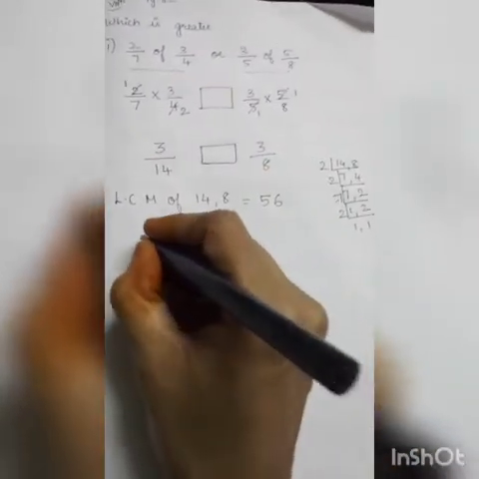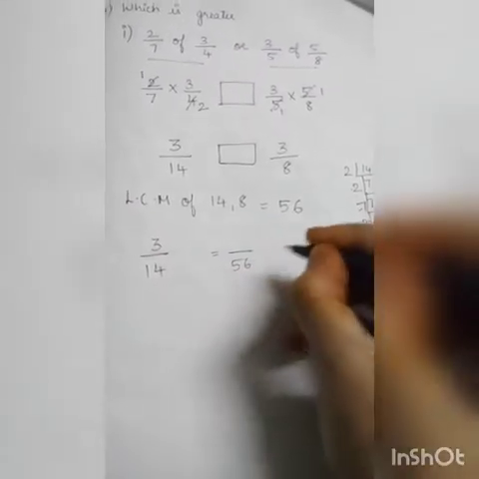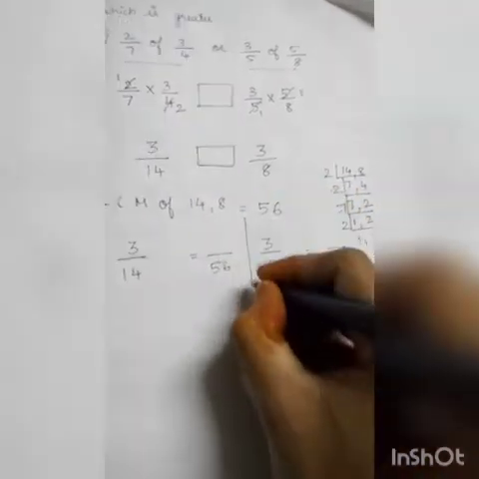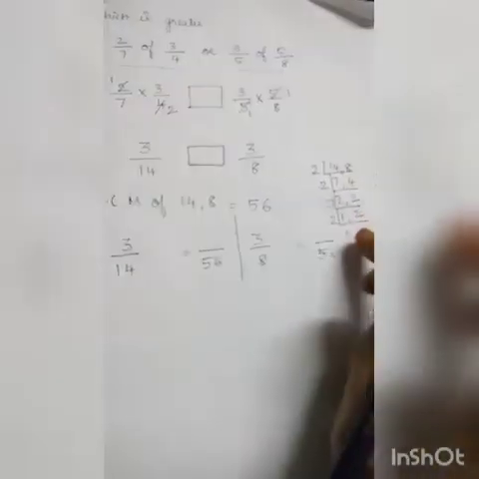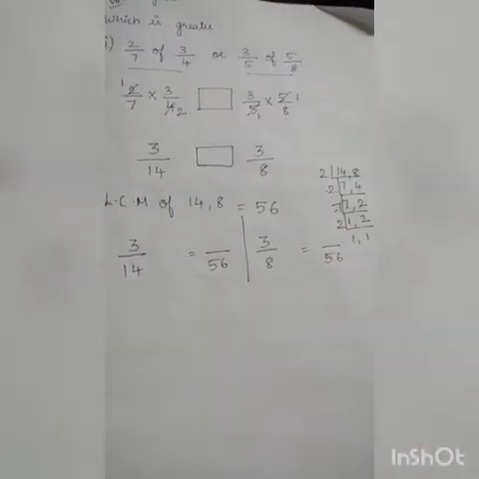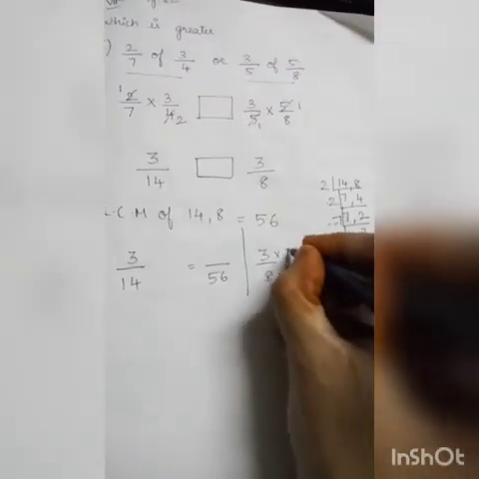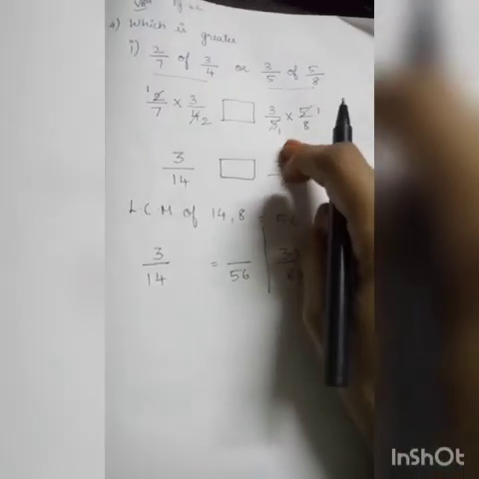So I want to change this 3 by 14 in terms of 56, and 3 by 8 in terms of 56. I am just going to convert this in terms of 56, and this in terms of 56. Now, 8 7s are 56, so 7 3s are 21. Have I got this? Yes.